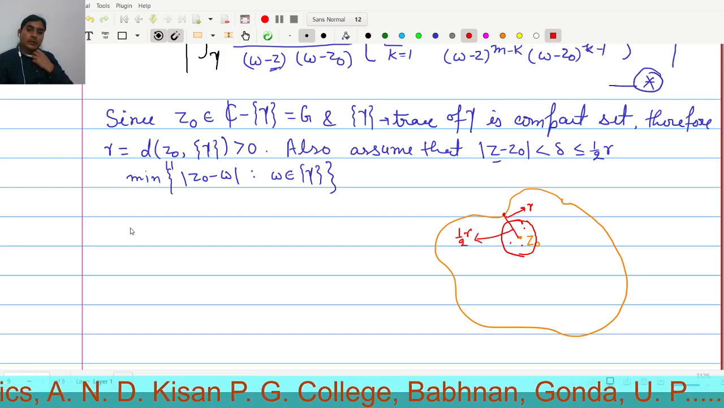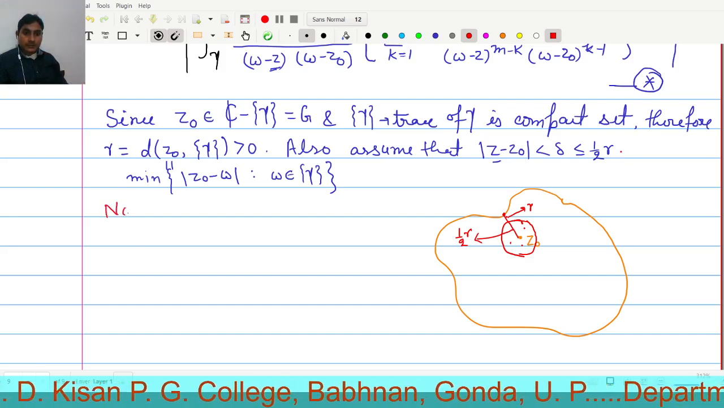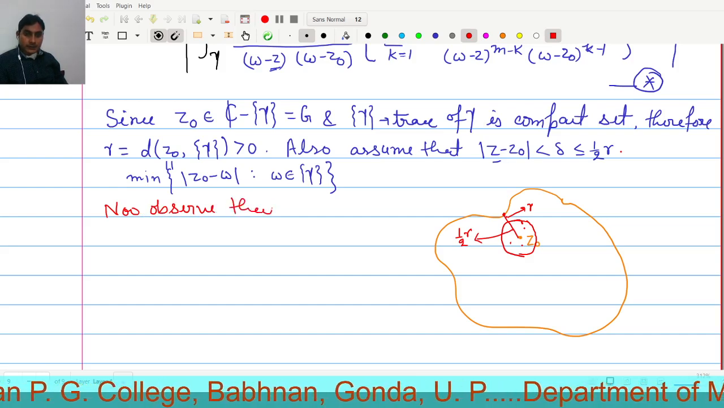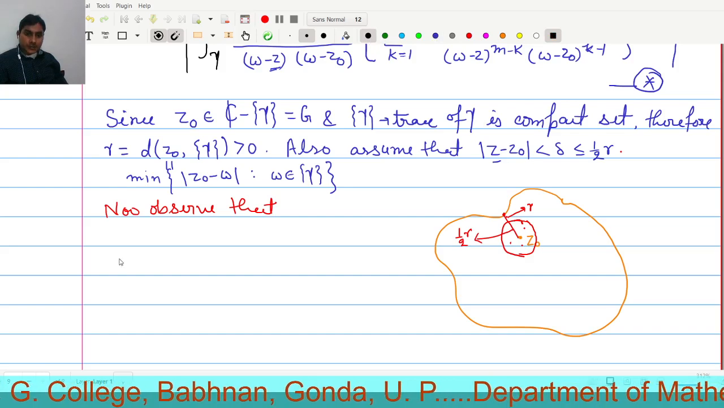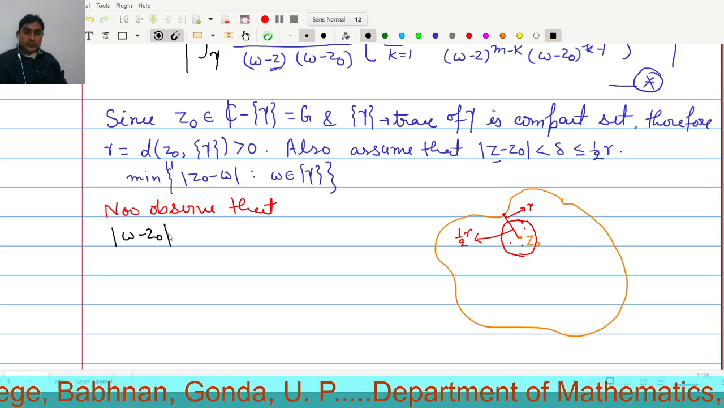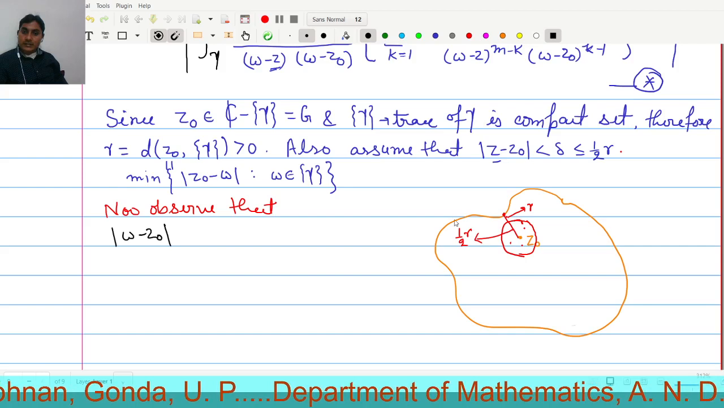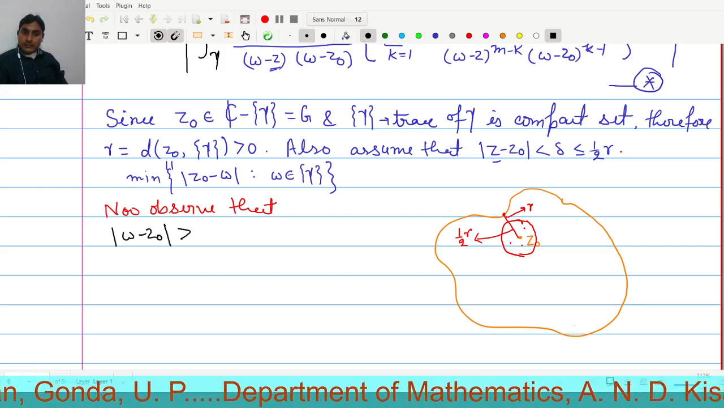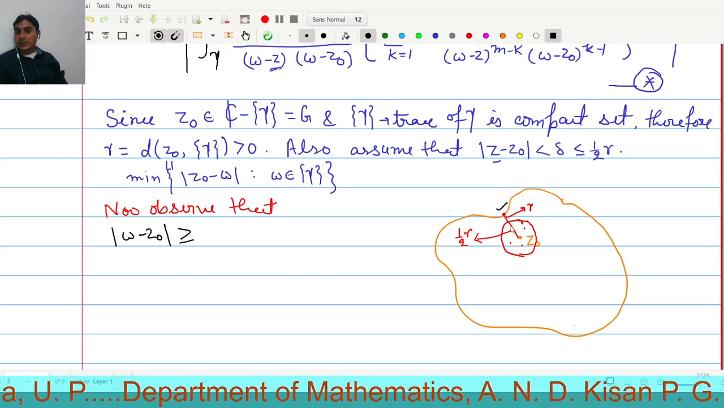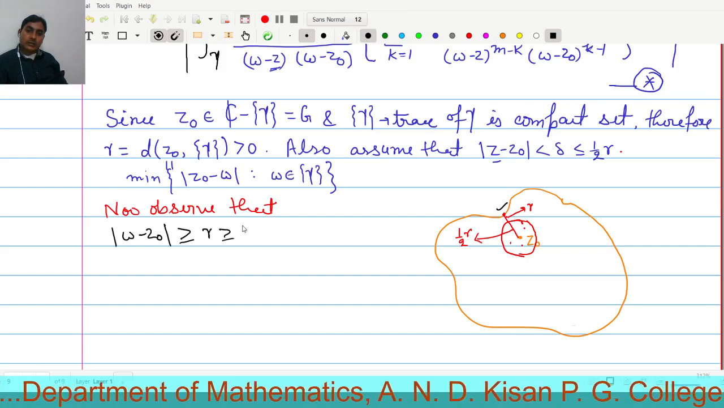Now observe what we are observing here. If you want to find the distance of W minus Z naught, of course W is varying on the path, W could be anywhere, so its distance will always be greater than or equal to R, because if W is on this point, then it will be R, otherwise it will be greater than R. And if it is greater than R, then it will be greater than R by 2 also.